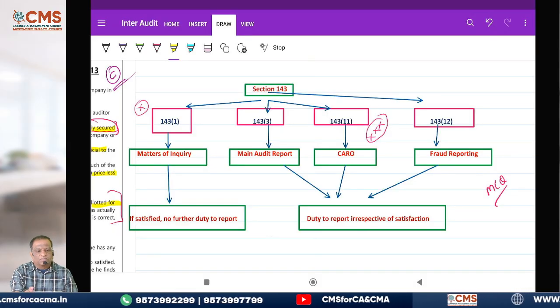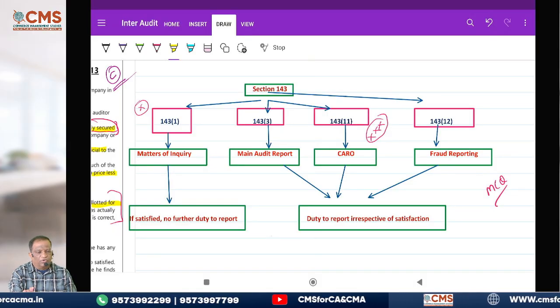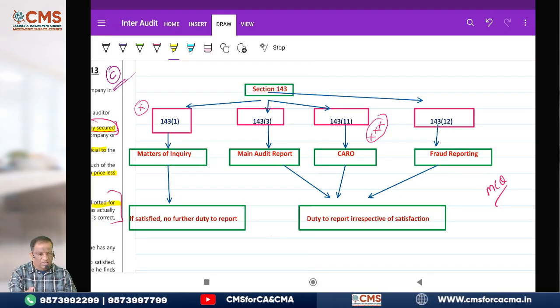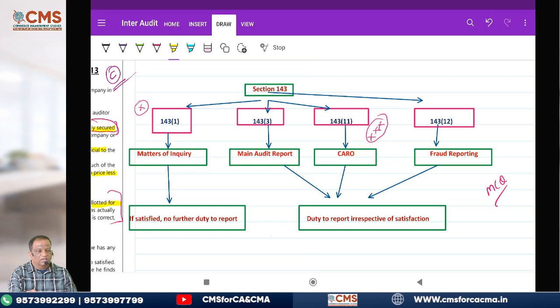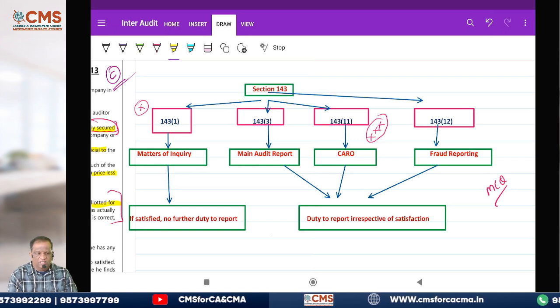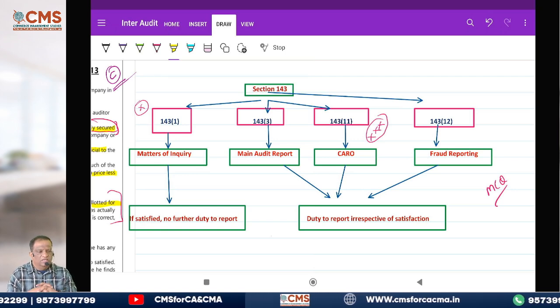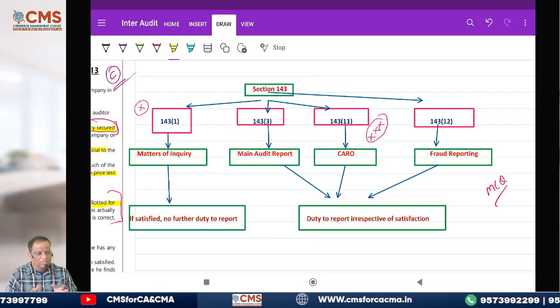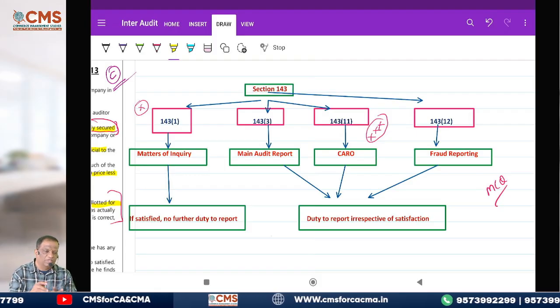There are 4 subsections under 143, the important ones: 143(1), 143(3), 143(11), and 143(12). 143(1) relates to matters of inquiry. It was a traditional question. He used to ask you what are that matters, and there was a lengthy discussion, but of late it has been sidelined, so I'm not covering over here.